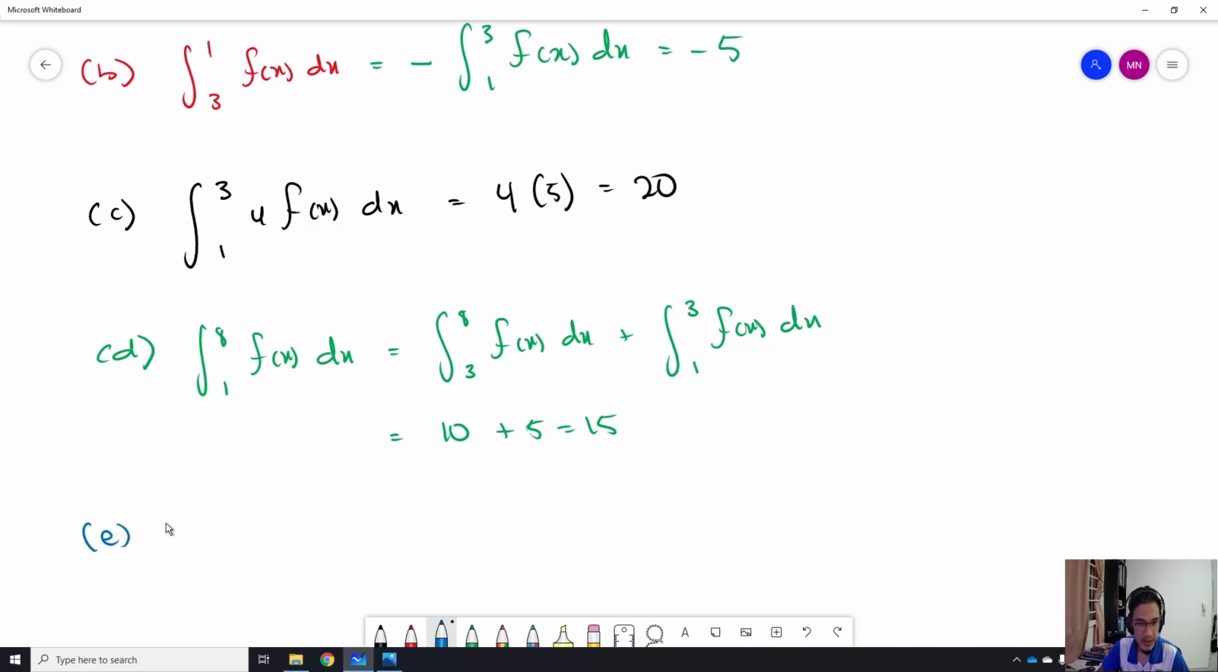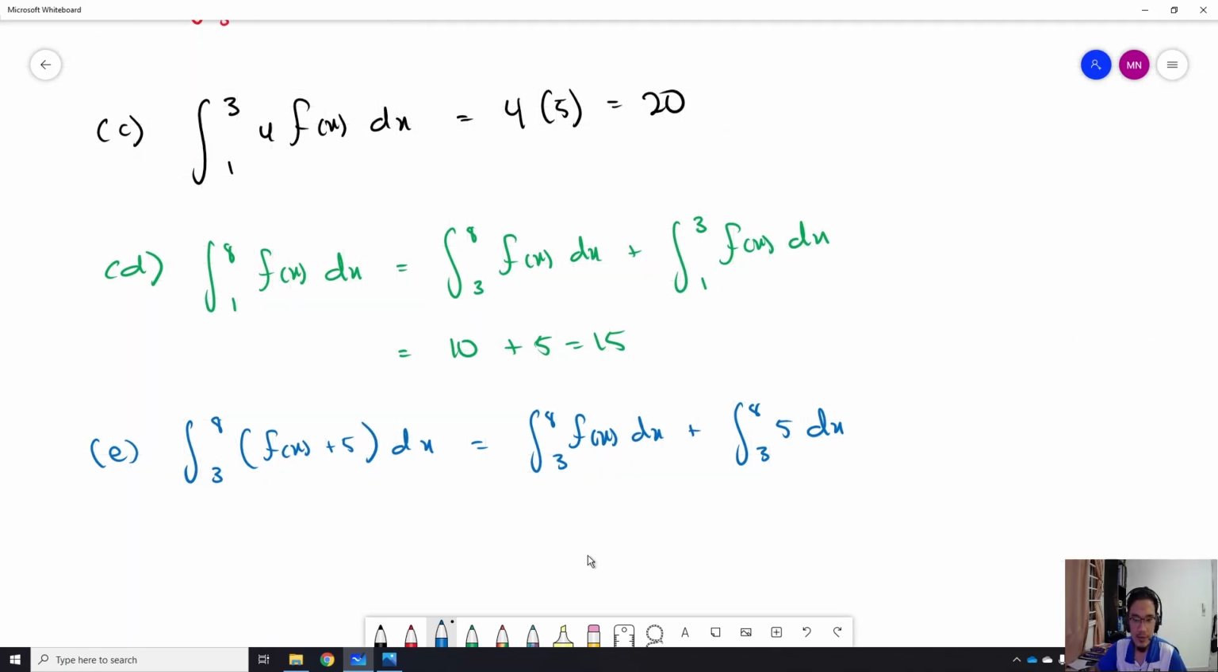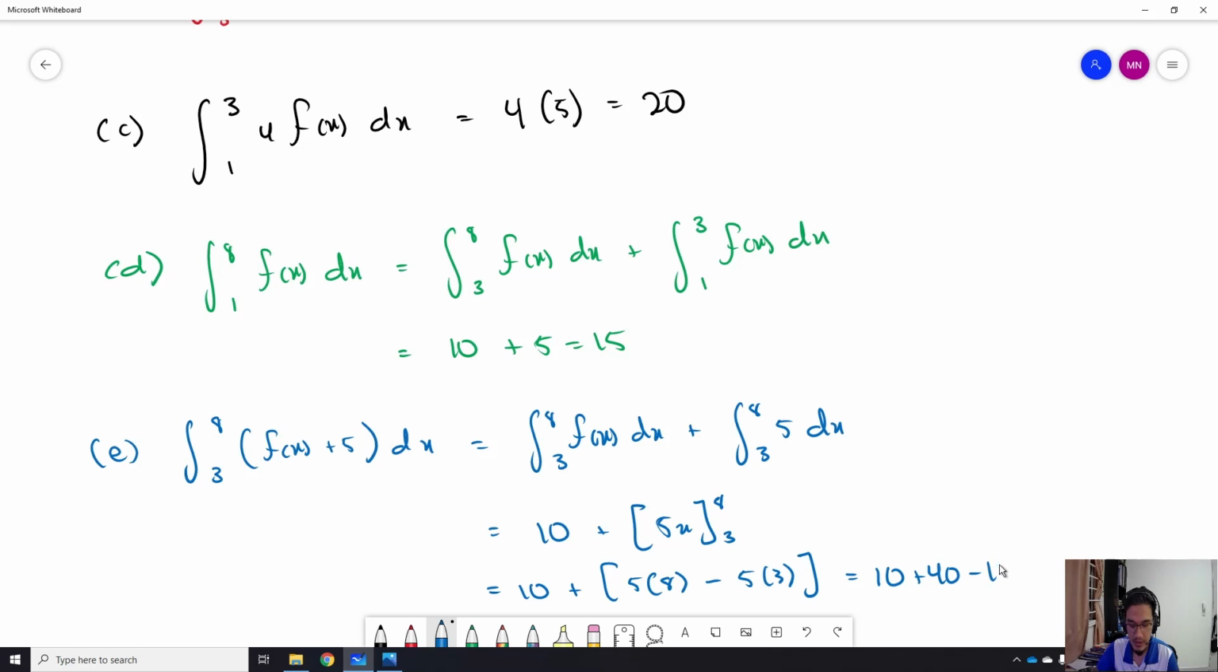And our final identity is the integration from 8 to 3 of f(x) plus 5 dx. This form of integration is just the same as the integration from 8 to 3 of f(x) dx plus the integration from 8 to 3 of 5 dx. We already know the integration from 8 to 3 of f(x) dx is equal to 10. So what we need to do is integrate 5 dx. That will give us 5x from 8 to 3. So our answer is equal to 10 plus 5, substituting 8 and 3 into x minus 5. So our answer is 10 plus 40 minus 15 equal to 35.